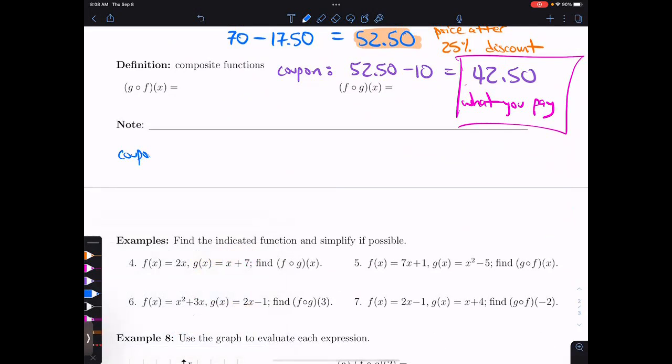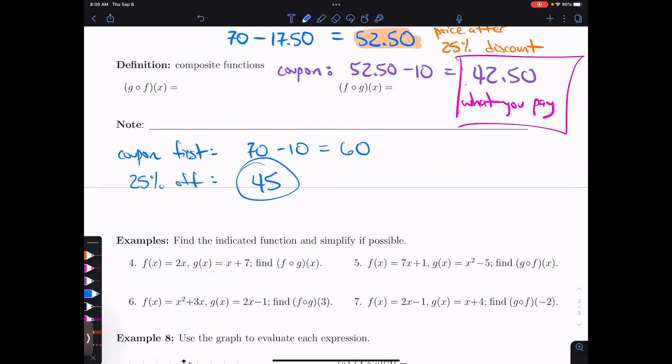If we do the coupon first, 70 minus 10 is 60. Then 25% off, we'd be looking at $45, right? Okay, well, that's a different amount. So it must matter what order we put these things on, what order we stack them in. The difference is that here the percentage is applying to a smaller number, so you're taking less off. That's why you end up paying a little bit more.